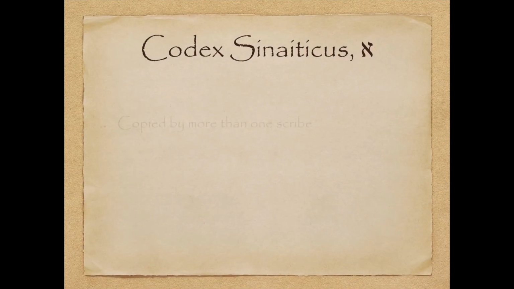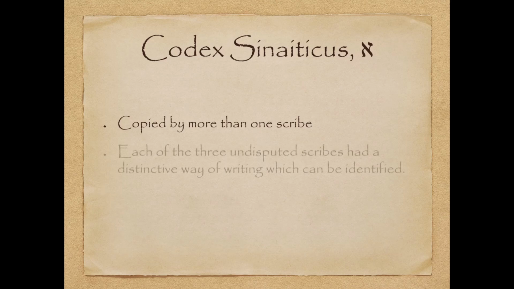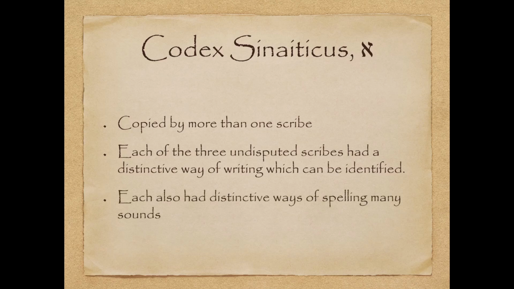Codex Sinaiticus was copied by more than one scribe. Constantine Tischendorf, a leading biblical scholar of his time, identified 4 in the 19th century. Later research decided there were 3, but it is still possible that a 4th can be identified different from Constantine's 4th scribe. Each of the 3 undisputed scribes had a distinctive way of writing which can be identified. Each also had a distinctive way of spelling many sounds, particularly vowels which scribes often wrote phonetically.